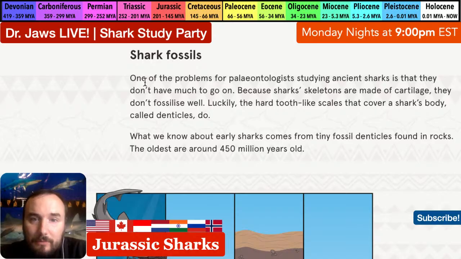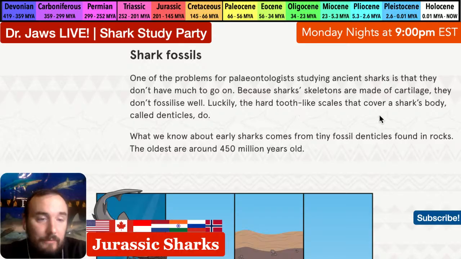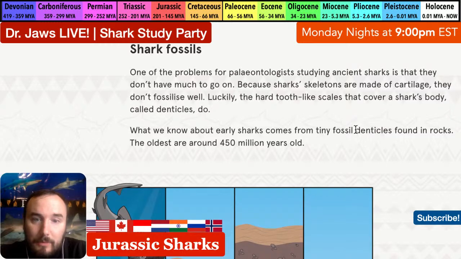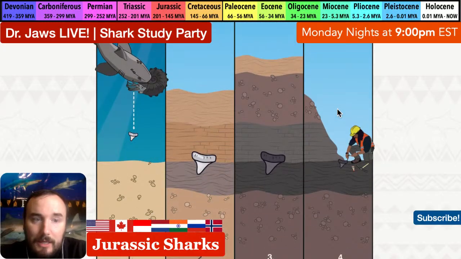So, one of the problems for paleontologists studying ancient sharks is that they don't have much to go on. Because shark skeletons are made of cartilage, they don't fossilize well. Luckily, the hard tooth-like scales that cover a shark's body, called denticles, do. What we know about early sharks comes from the tiny denticles found in rocks. The oldest are about 450 million years old.